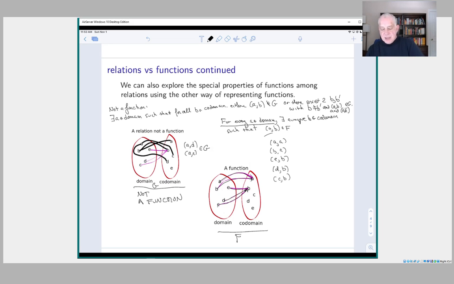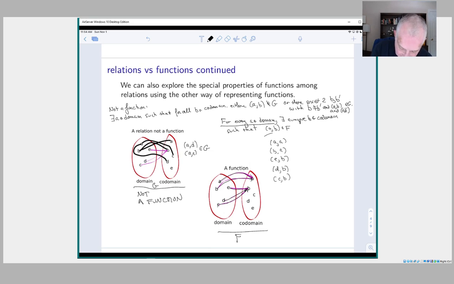So to be a function is to say that for every A in the domain, there exists a unique B in the codomain such that AB belongs to the function. To not be a function means that there exists an A in the domain such that for all B in the codomain, one of two things is true. There is no B in the codomain such that AB is in G, or there exist two different ones in the codomain. And that's because when you negate there exists a unique, the two possibilities are there doesn't exist one or there exists more than one.